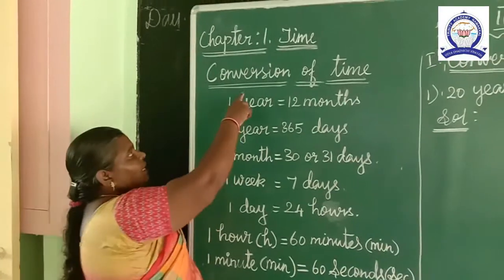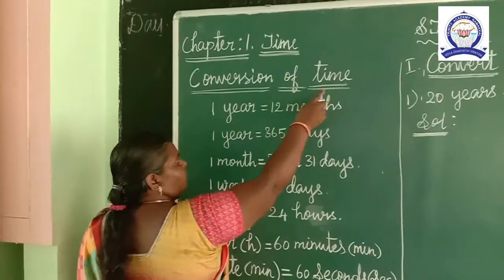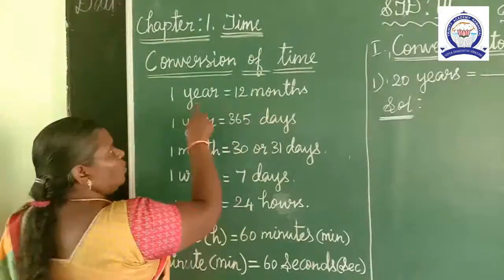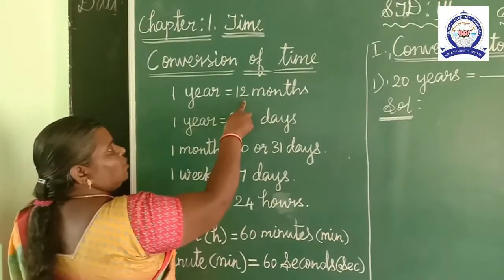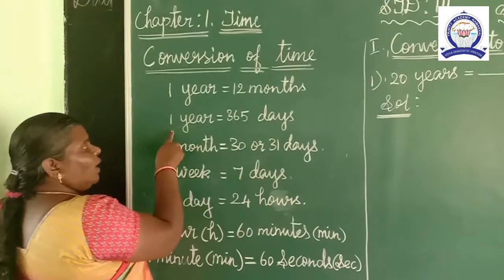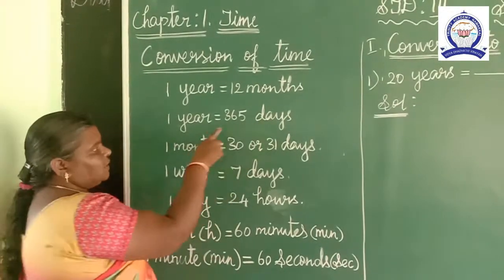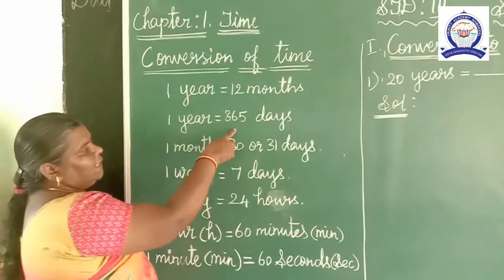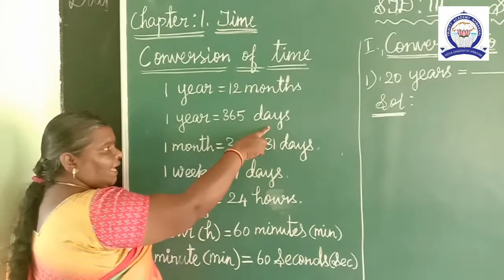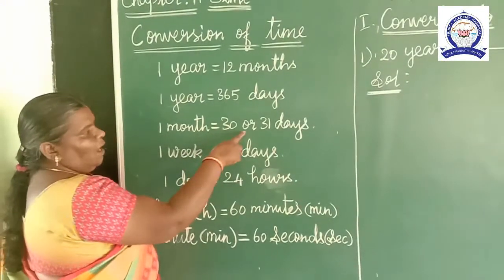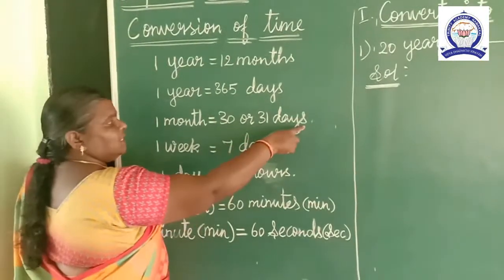Next we see the conversion of time. 1 year equal to 12 months. 1 year equal to 365 days. 1 month equal to 30 or 31 days.